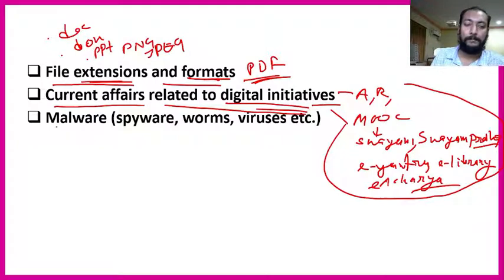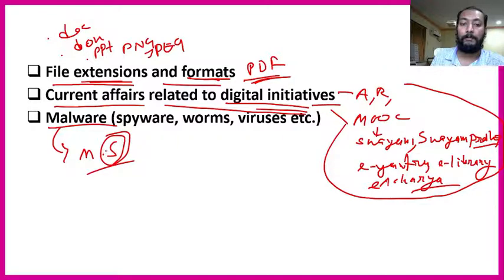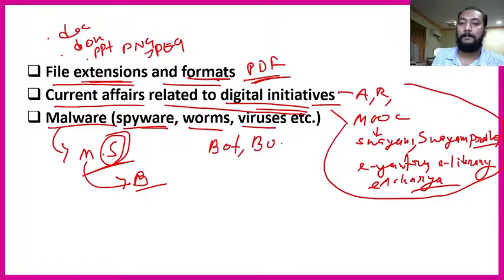Apart from this, my favorite topic is called malware. Malware means it's a kind of malicious software. Okay, remember a virus is known as software, not hardware or any other thing. Software, malicious, which is made not for any good intentions, but for something bad. Like we'll be looking at spyware, worms, virus. Apart from that, bot, bug. Okay, so different types of things we'll be looking at under this part.